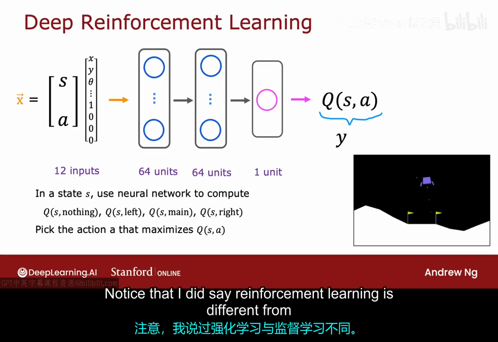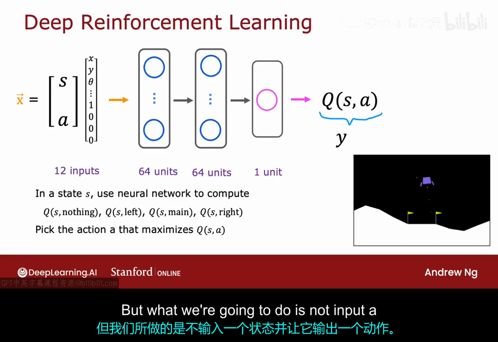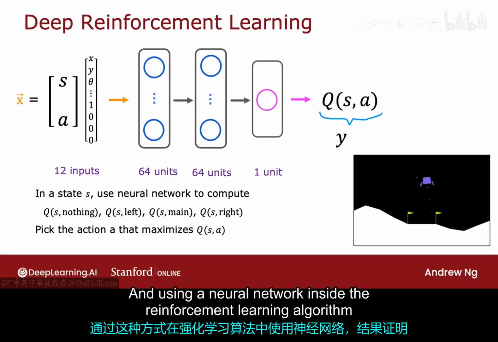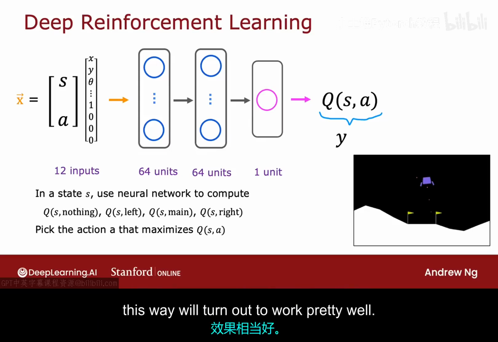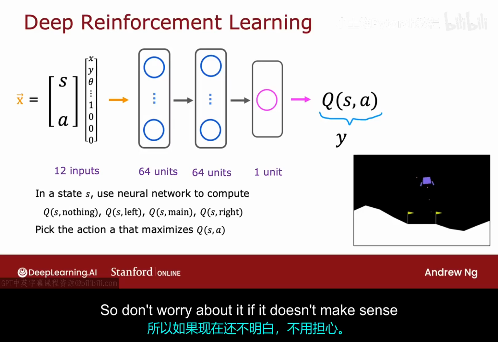Notice that I did say reinforcement learning is different from supervised learning. But what we're going to do is not input a state and have it output an action. What we're going to do is input a state action pair and have it try to output Q(s,a), and using a neural network inside the reinforcement learning algorithm this way will turn out to work pretty well. We'll see the details in a little bit, so don't worry about it if it doesn't make sense yet.